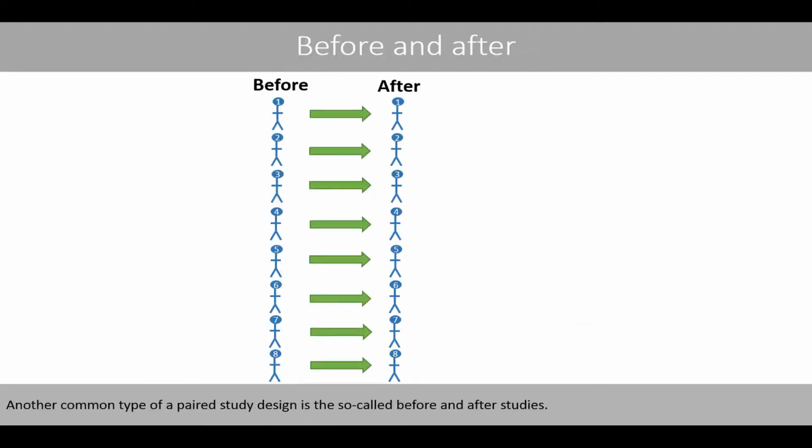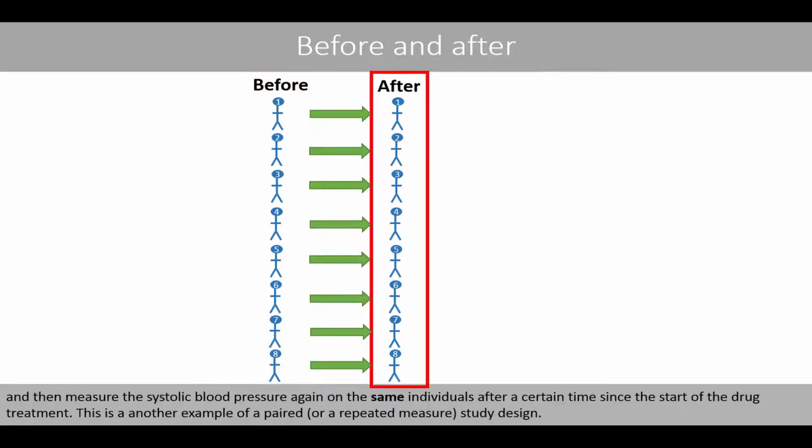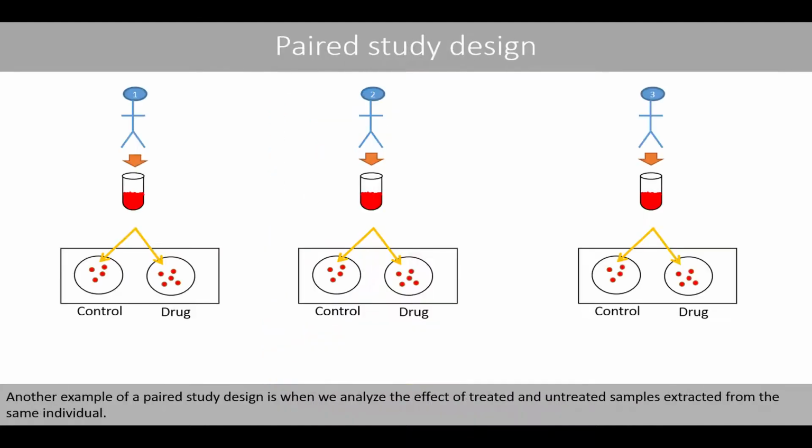Another common type of paired study design is the so-called before and after studies. For example, we could measure the systolic blood pressure of all 8 individuals before taking the drug, and then measure the systolic blood pressure again on the same individuals after a certain time since the start of the drug treatment. This is another example of a paired or repeated measures study design.